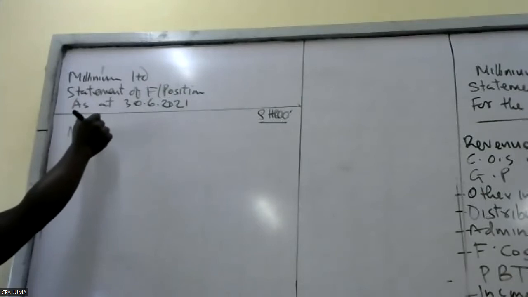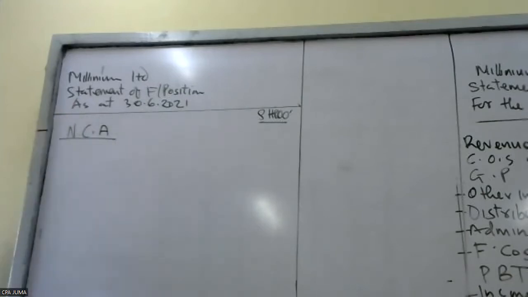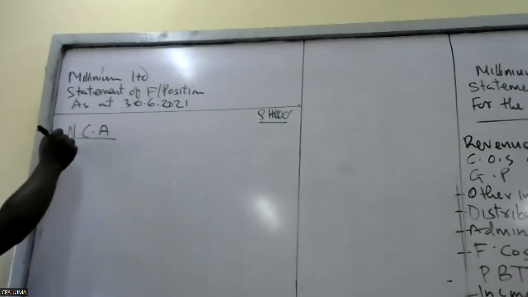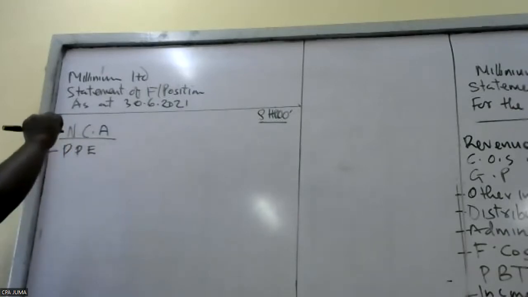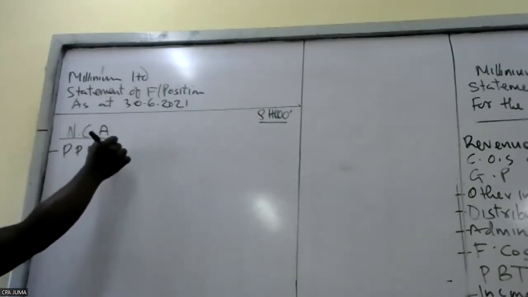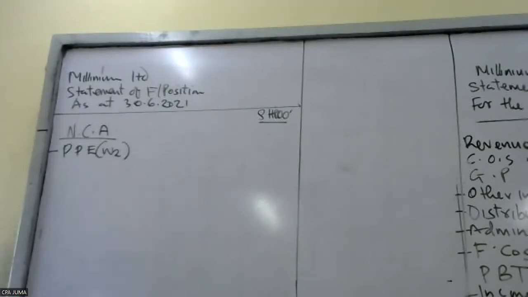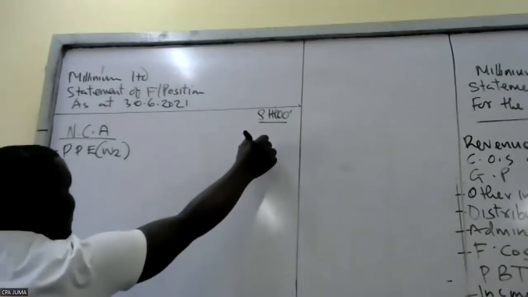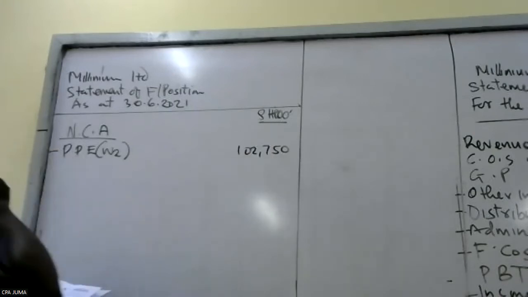Non-current assets, PPE. So PPE working 2, the one you have got, you give me the answer. So this is 102,750.